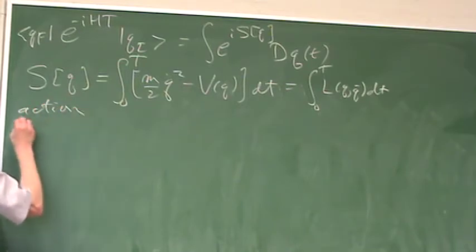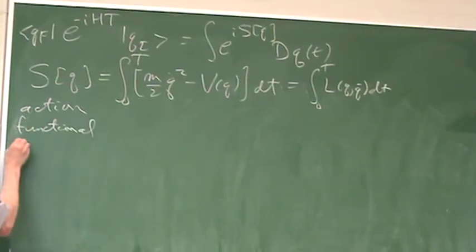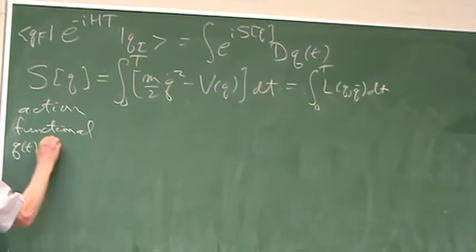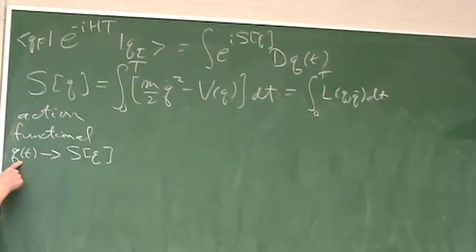And I'm calling it a functional because it maps a function q of t into a number S of q, which is the action process q of t.